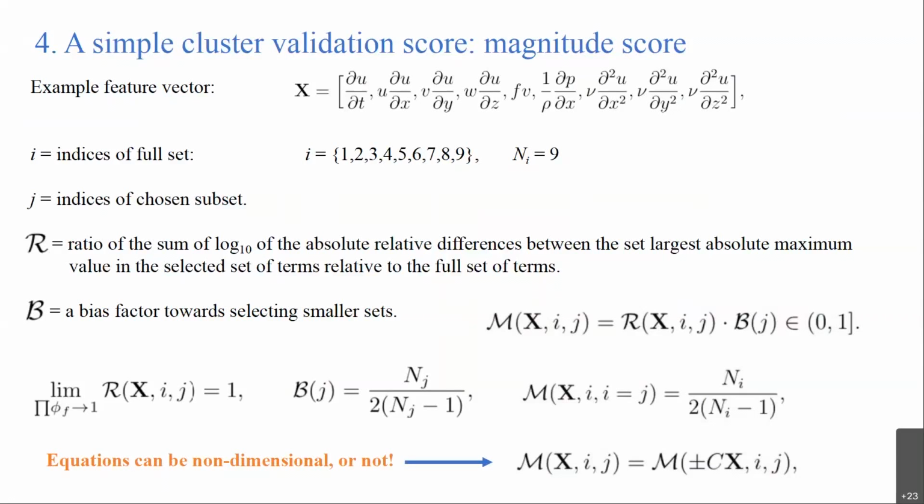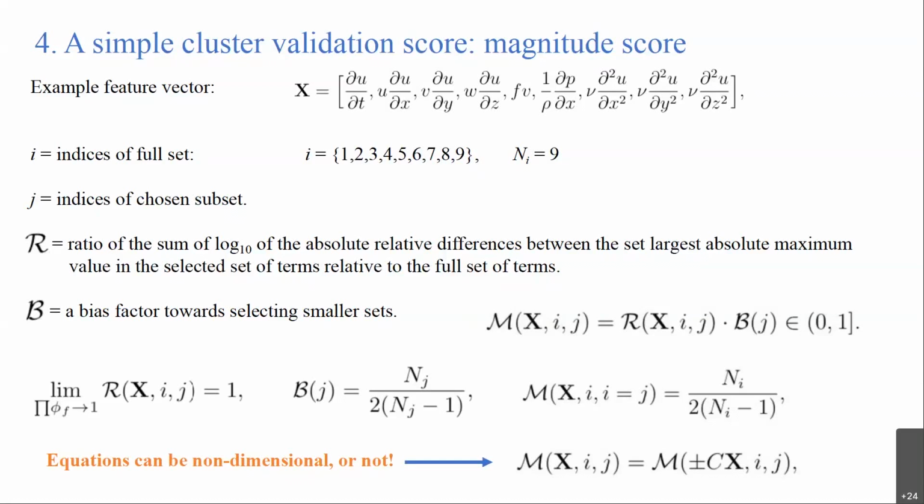So the basic idea is, let's take this example feature vector. At the top, you see x is equal to the zonal momentum equation in a Boussinesq flow, and it has 9 terms. So the indices of the full set I are 1 through 9, and then J would be the indices of some subset that we're going to choose, which is some combinatorial of I.